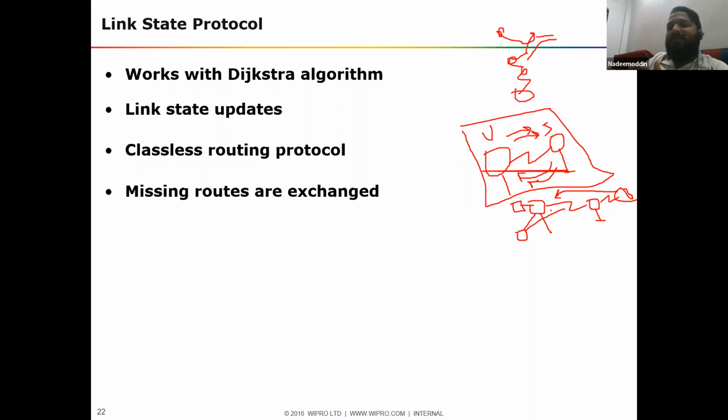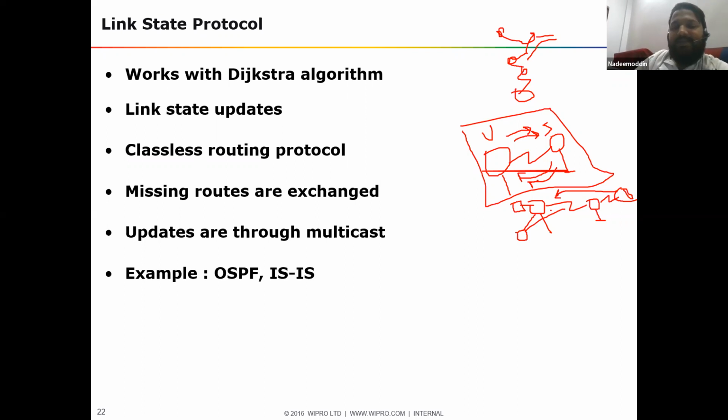And in the routing table, there will be networks. How many networks are there? It will be that. Updates are through multicast. Okay. Examples are OSPF and ISIS. So these are two protocols used. ISIS is used in the ISP. OSPF is a very famous protocol, which is used in the infrastructure.